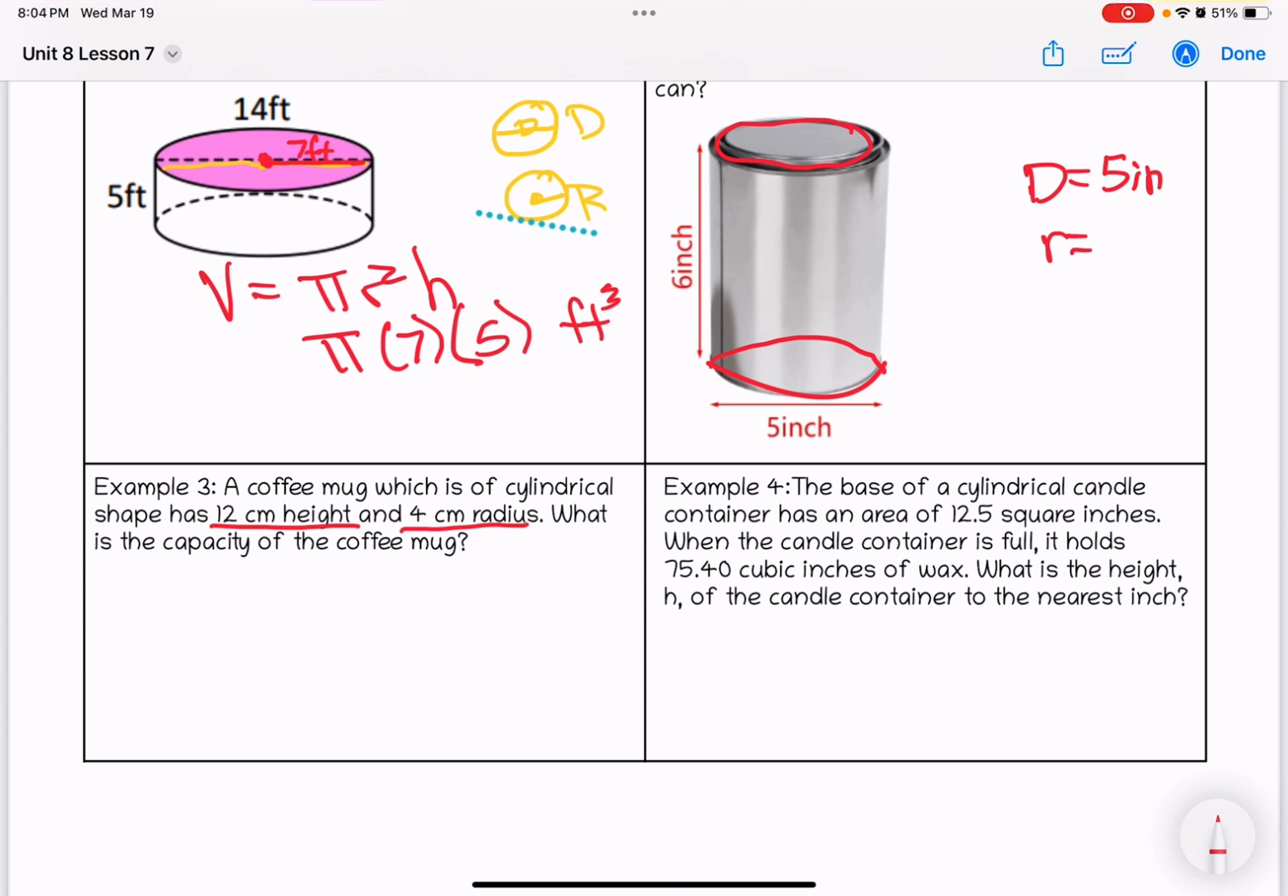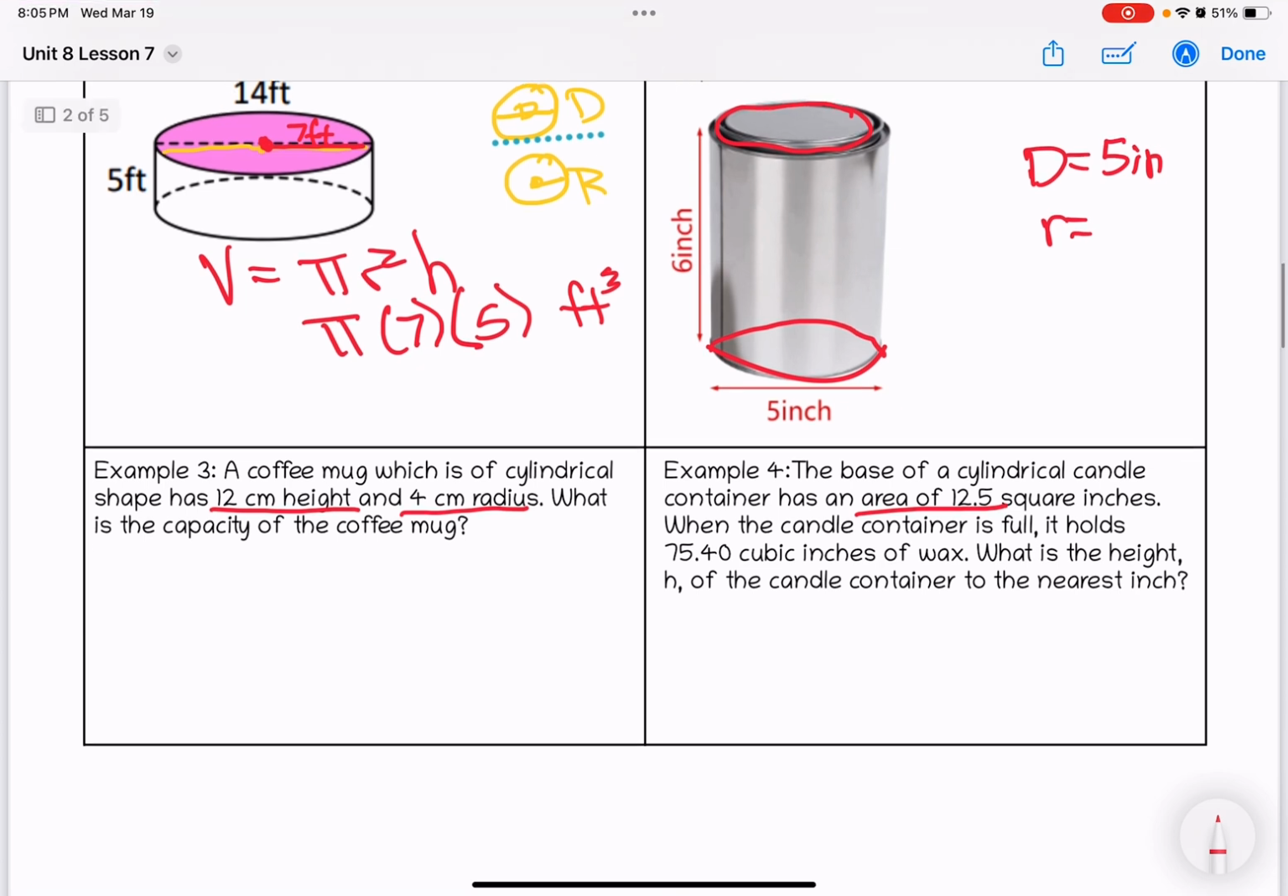And the base of a cylinder candle has an area of 12.5 square inches. The candle is full. It holds 75.40 cubic inches of wax. What is the height, h? So I'm just going to try to work this one out. Don't write it down. It may be right, it may be wrong. All right, let's go.